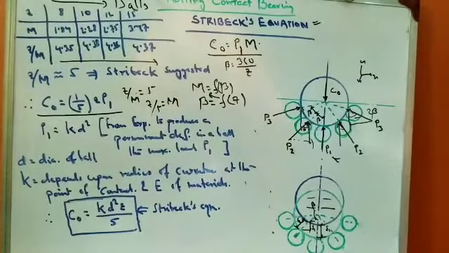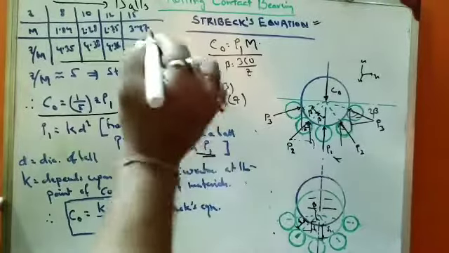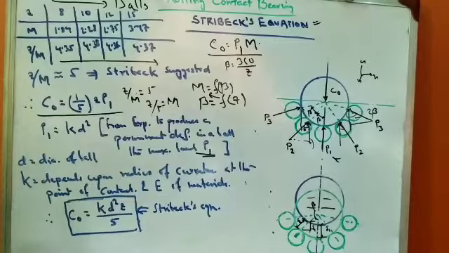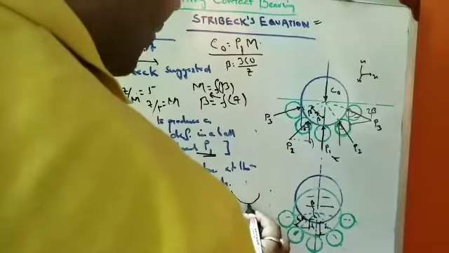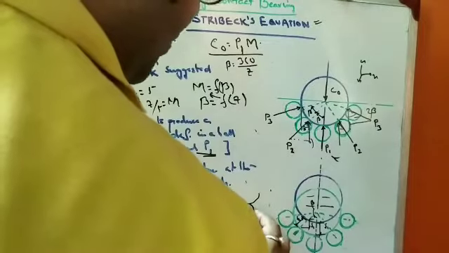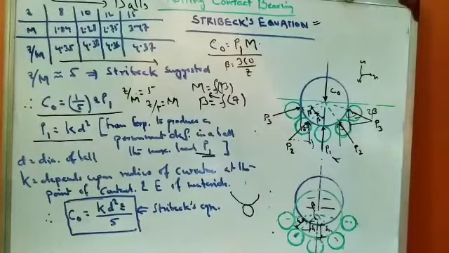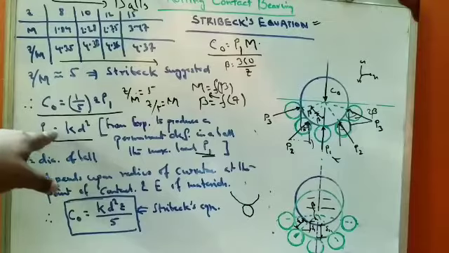Now from experiment we find that to produce a permanent deformation in a ball, the maximum load P1 is given as P1 equals K into D square, where K depends upon the radius of curvature at the point of contact, as seen in the Hertzian contact, and the Young's modulus of both materials. So from this we get that P1 is equal to K into D square.